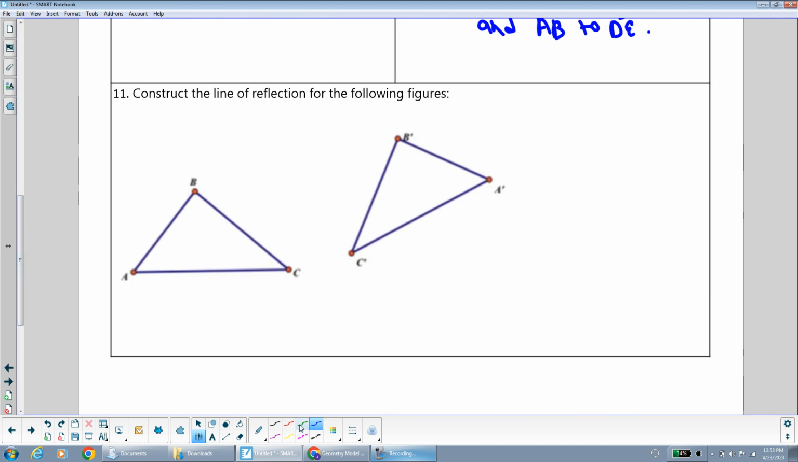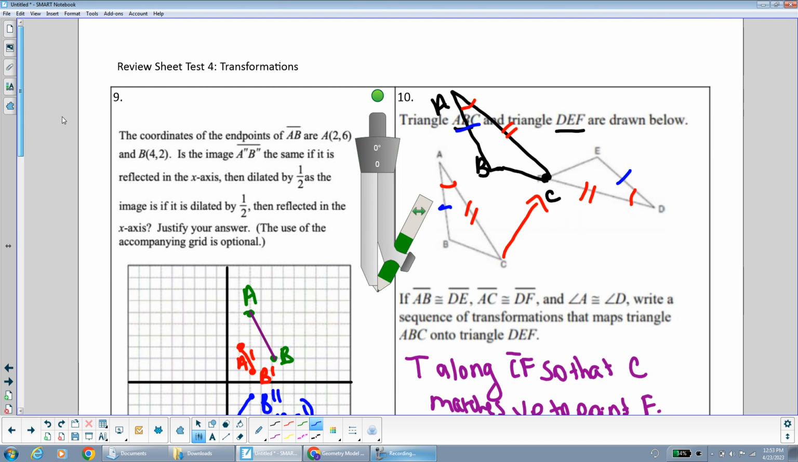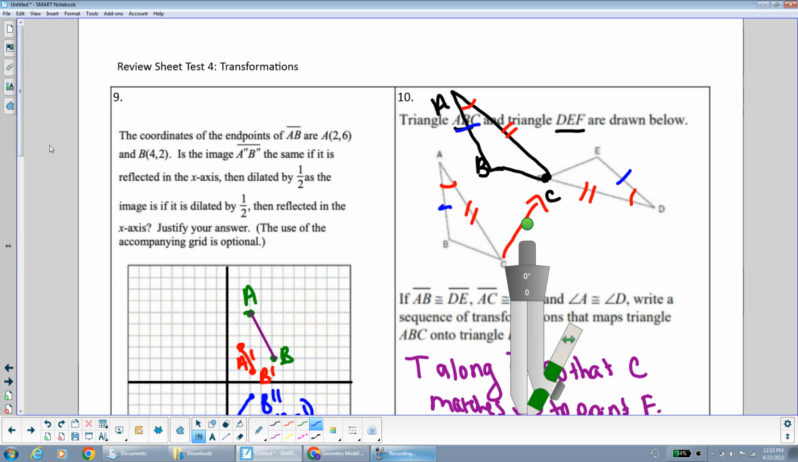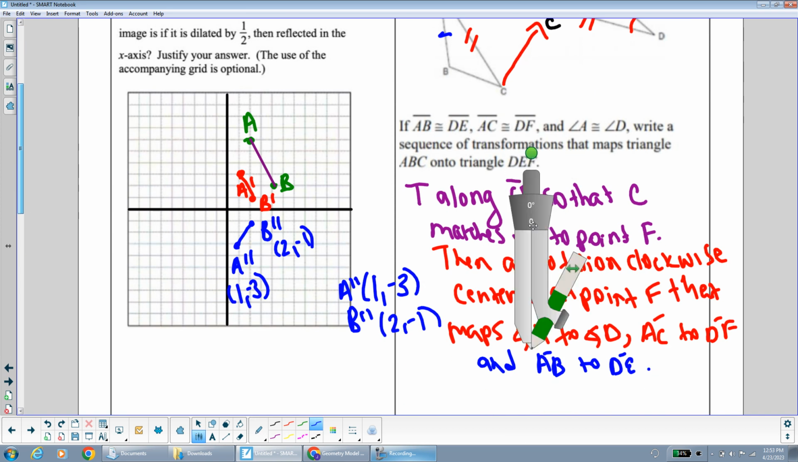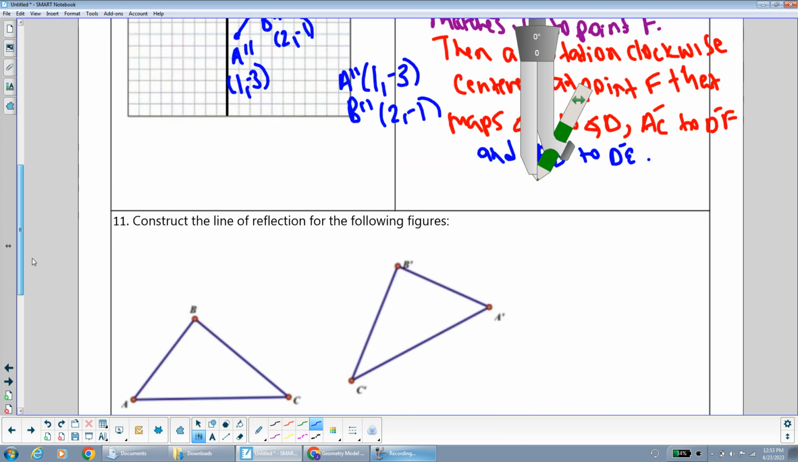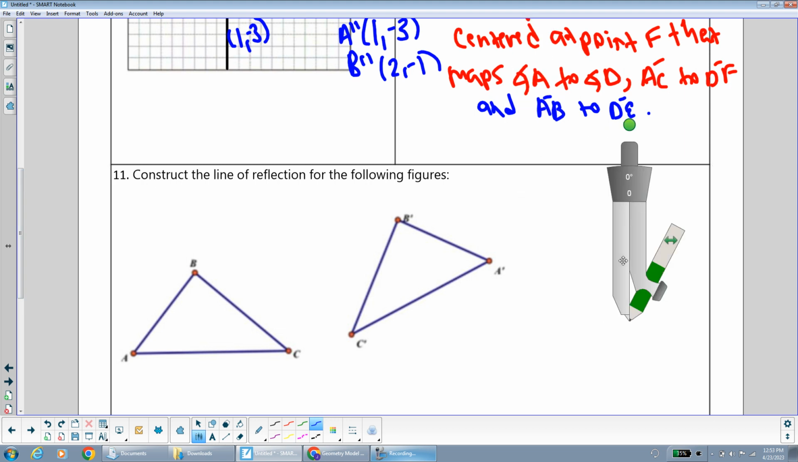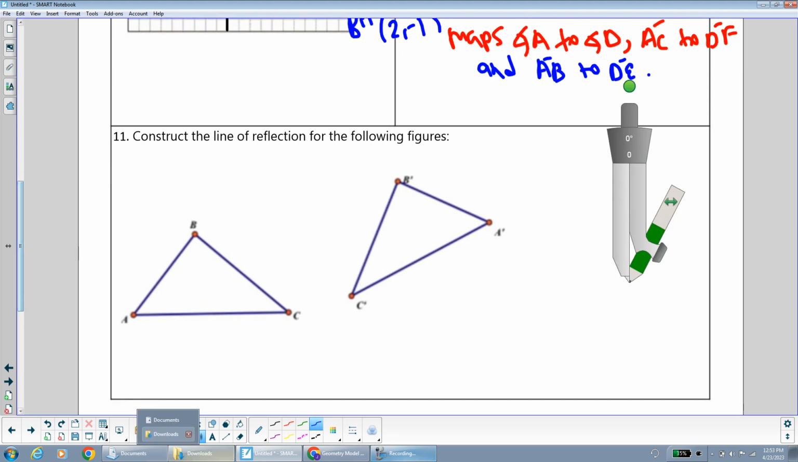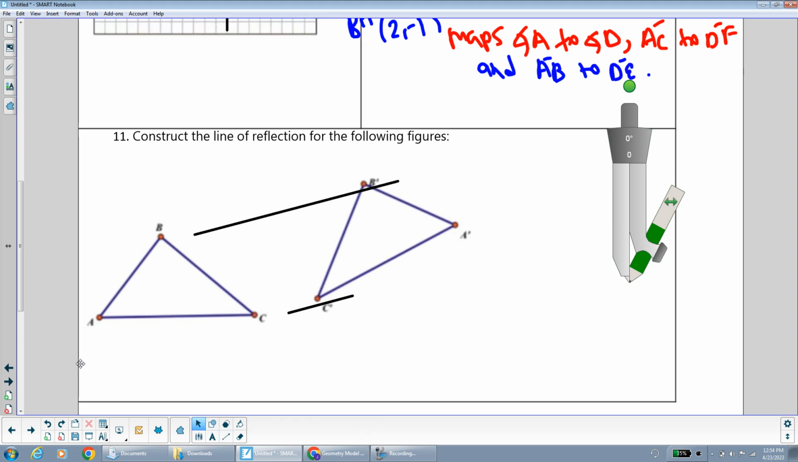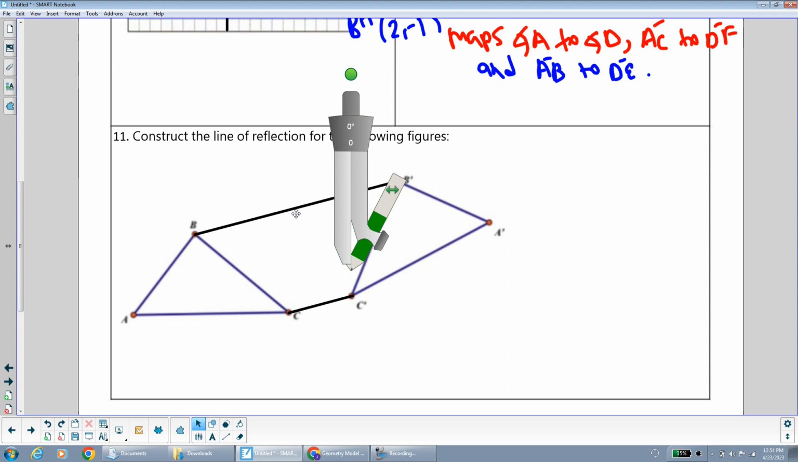We're going to do the next one over here. This one is constructing the line of reflection between these two triangles. Let me get my compass. There we go. Let me move it down. So what I'm going to do to construct the line of reflection is I'm just going to connect point B to point B prime and C to C prime. A and A prime are far from each other, and you only need to connect two of them. Oh no, let me try not to move this whole thing.